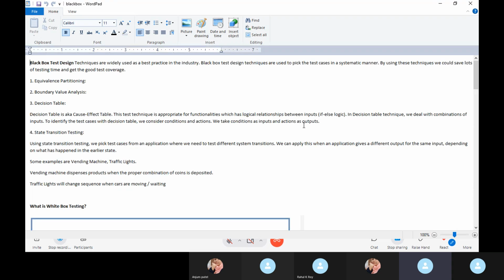Apart from these two, there are more techniques also. One is the decision table.